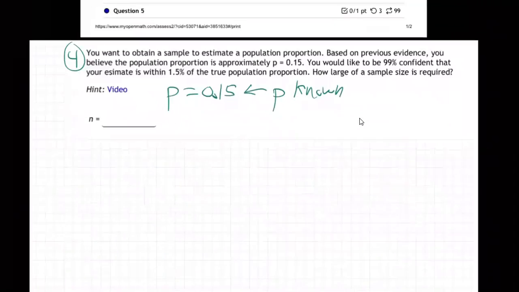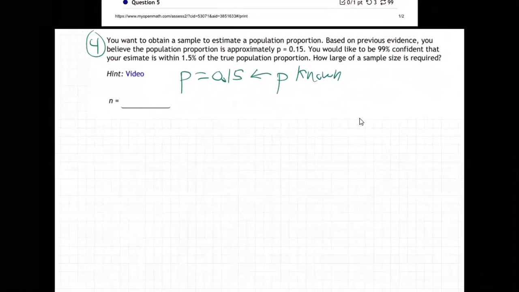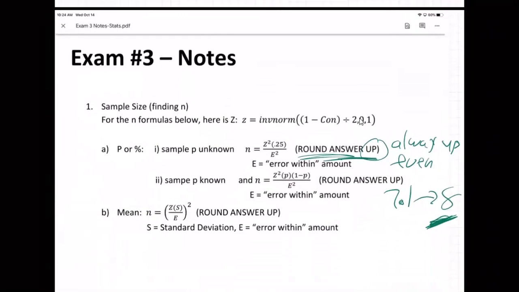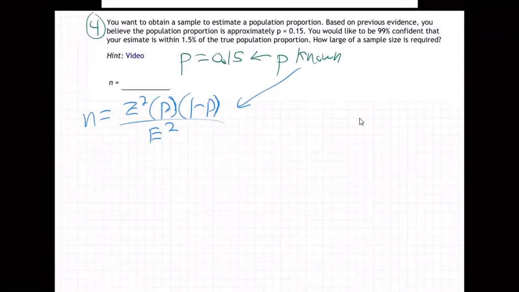Let's go back and do that. So I'm going to use that formula. Let's try that. So n equals z squared p times 1 minus p over e squared. Okay, so that's the formula we're going to use for the p known. Okay, and so let's do it. So we got to start by finding z. So z, as it says right here, is inverse norm, like that. So we got to do that first. Find z.